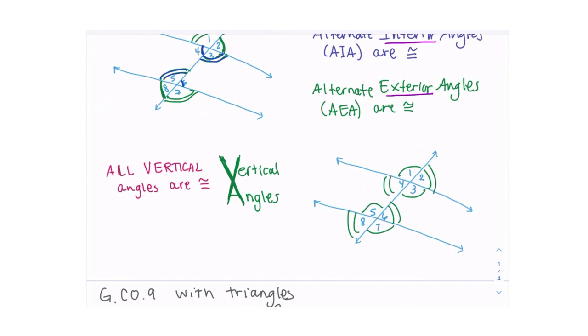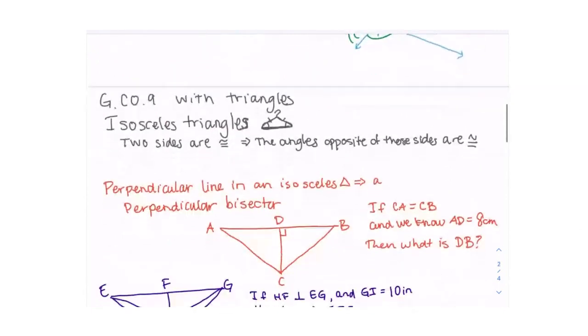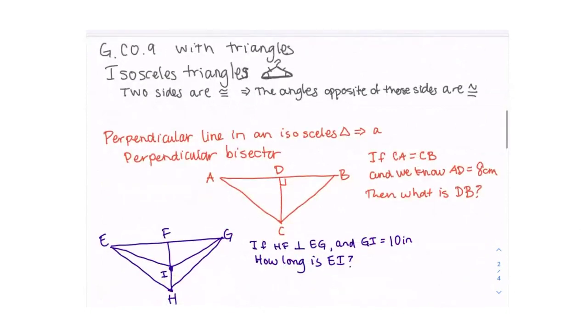Okay, so that's the stuff from GCO 9 that is specifically with just lines and parallel lines, but there are also some parts that have to do with triangles. So these are the parts that have to do with triangles. We did not go over this in the last lesson.